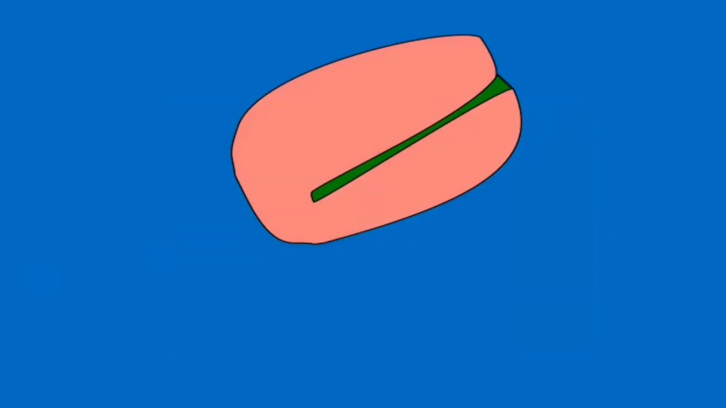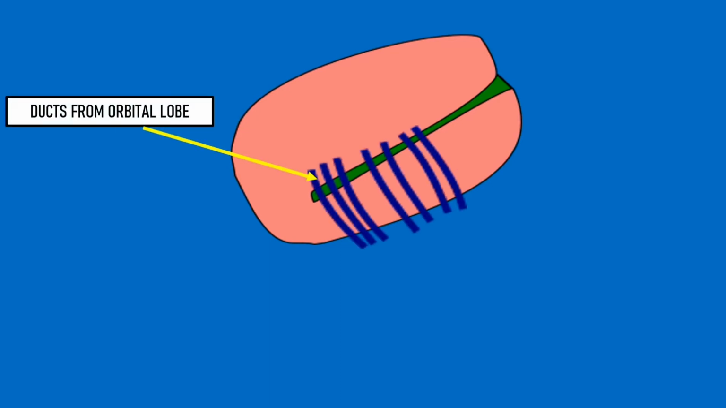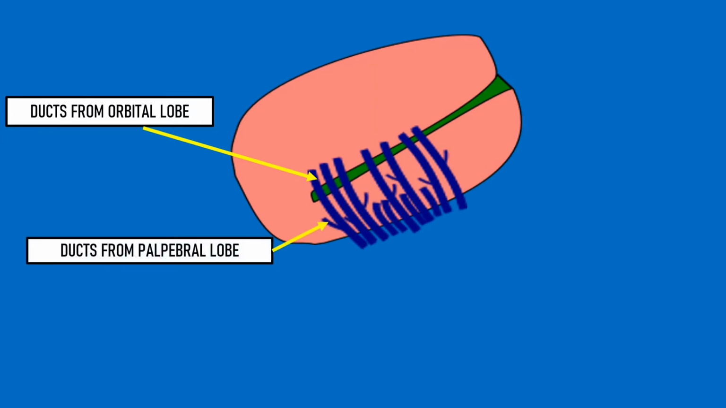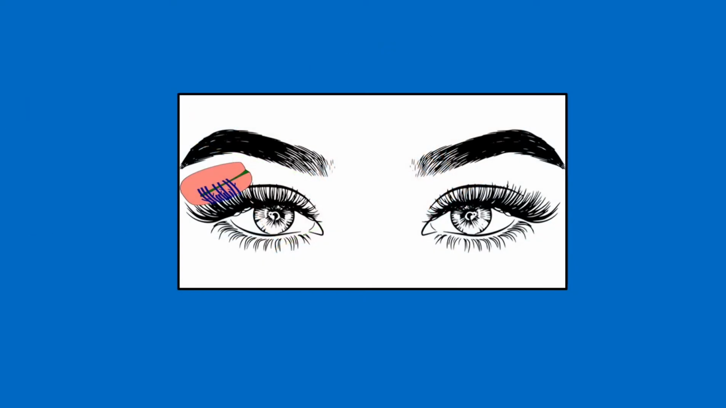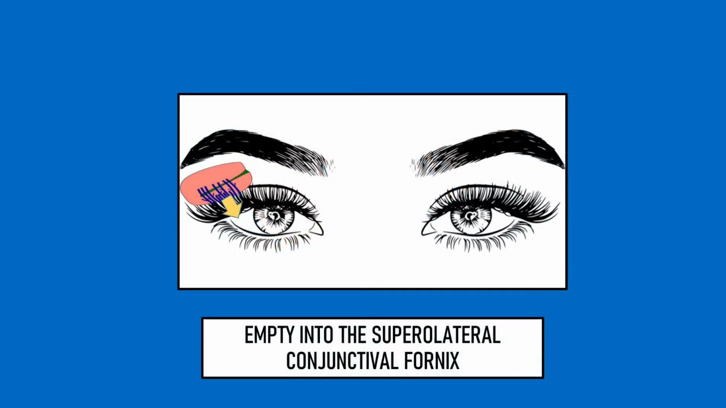Tears produced by these lobes are secreted into ducts. About 2 to 6 ducts arise from the orbital lobe, and then they pass through the palpebral lobe, where they join with the ducts arising from the palpebral lobe to form about 6 to 12 secretory ducts that finally empty into the supralateral conjunctival fornix.